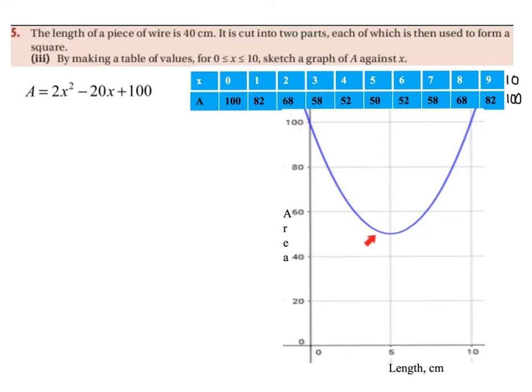So this is what our graph looks like, and it's what we would expect because it's a positive x squared, so it should be a U-shaped graph. It's a quadratic graph. And notice that we have our constant at the end as plus 100, and that is where it crosses the y-axis.